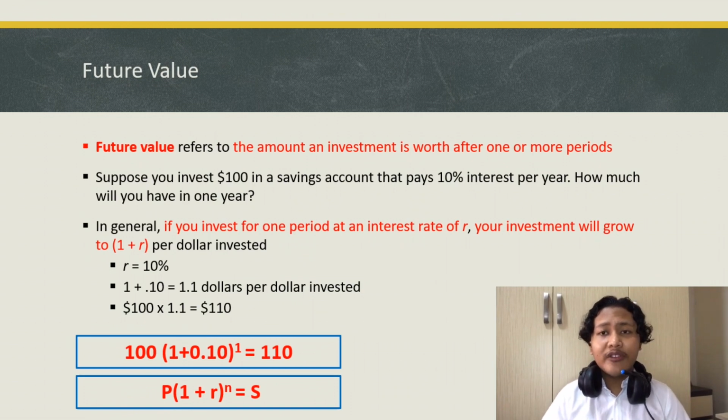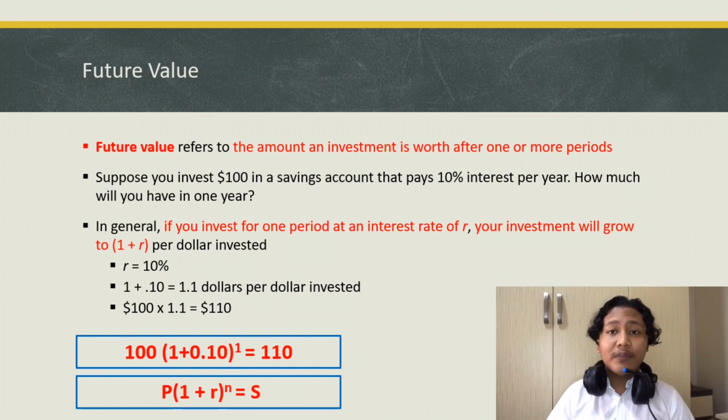Suppose you invest $100 in your savings account that pays 10% per year. How much will you have in 1 year? From this question, we find that P, the principal, is 100, r, the interest rate, is 10%, and n, the time period, is 1 year.